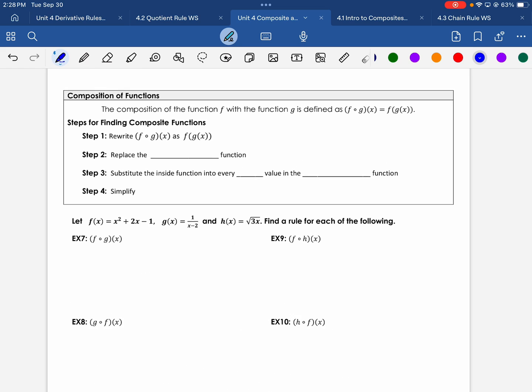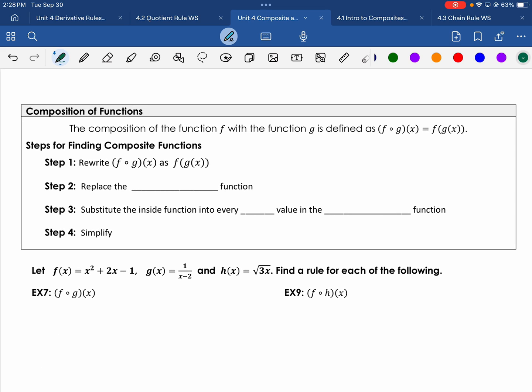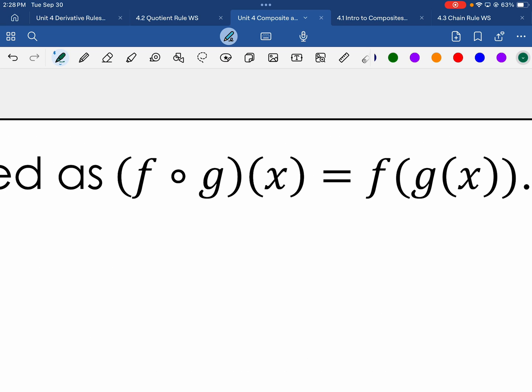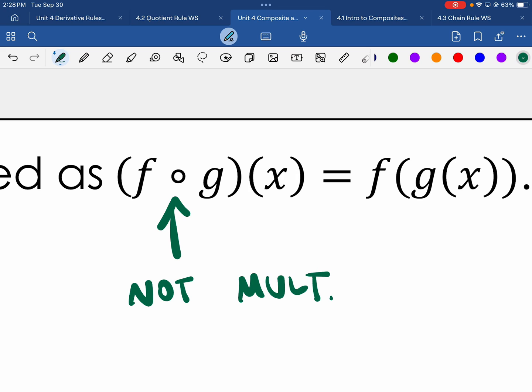All right. Now we get to talk about composites. So a composite function is when you have functions in functions. And it is represented with an open circle. So that open circle right here, do you see it right here? That is not a multiplication sign. So once again, not multiplying. That means composite.